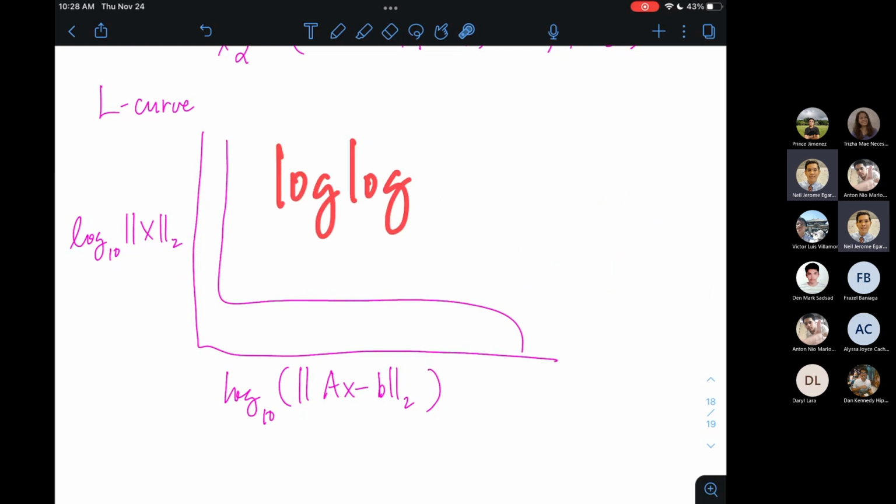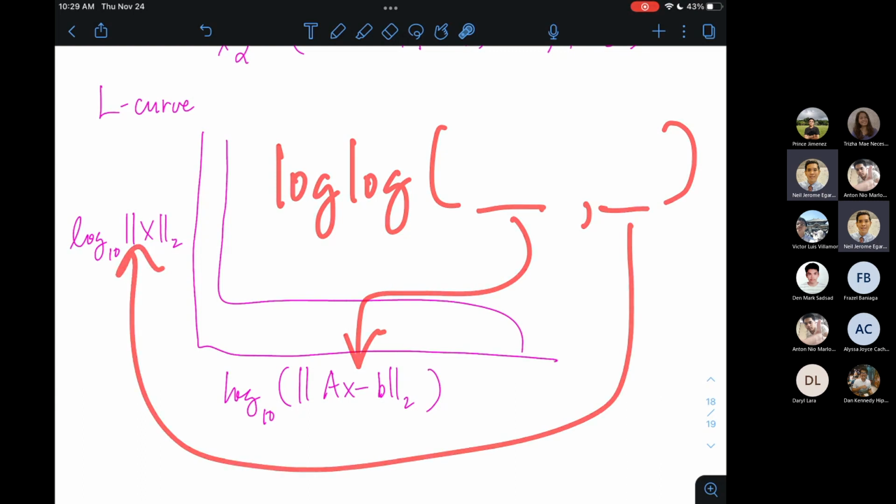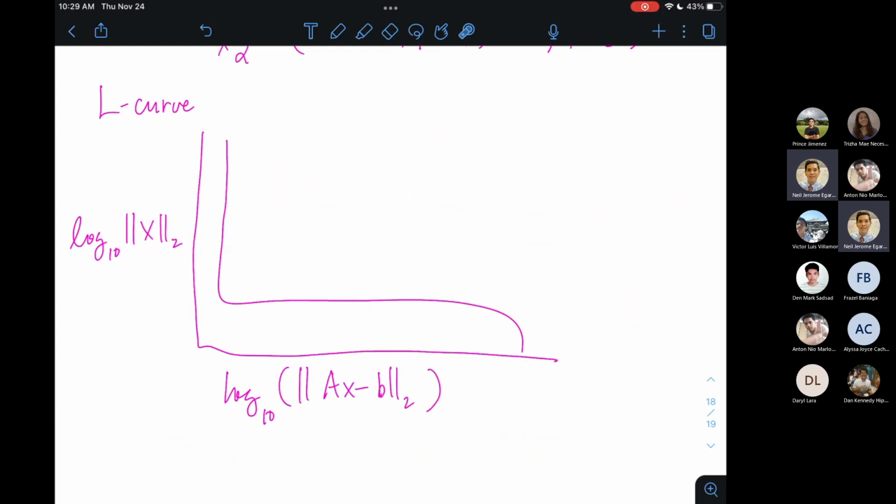So, log-log ng X components, Y components, X components being the residual norm, Y component being the solution norm. Right? And this principle, or the L curve principle, tells us that most probably the best choice for alpha will be the one living in the corner, because that's the threshold, or that's the turning point. That's the point of inflection. Because after that, you will not be gaining too much stability when you are giving up much accuracy.